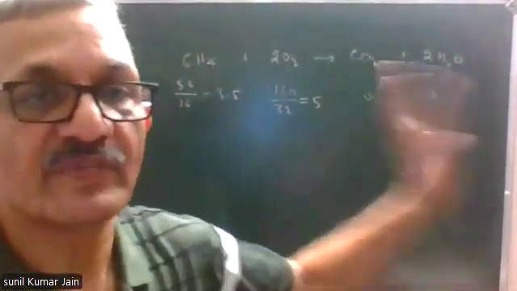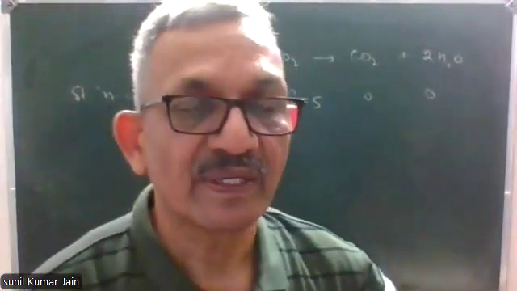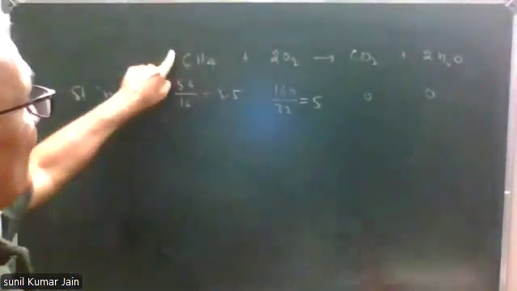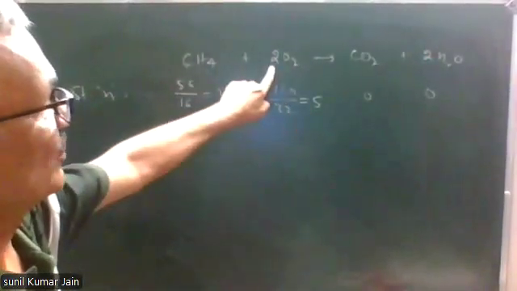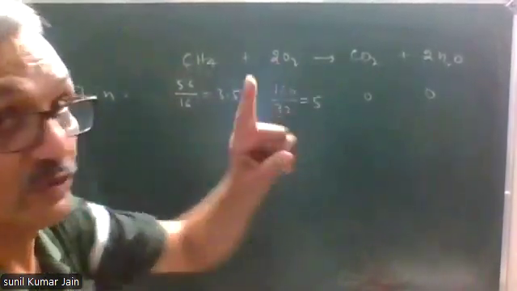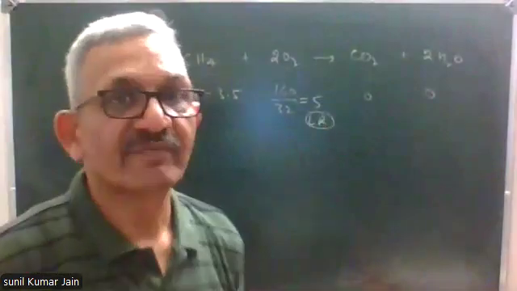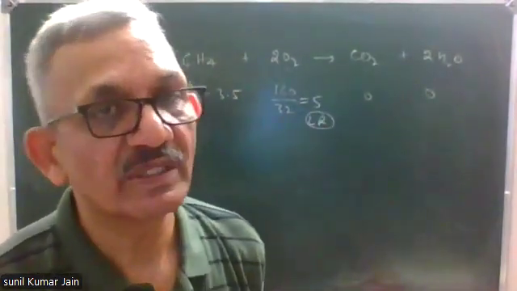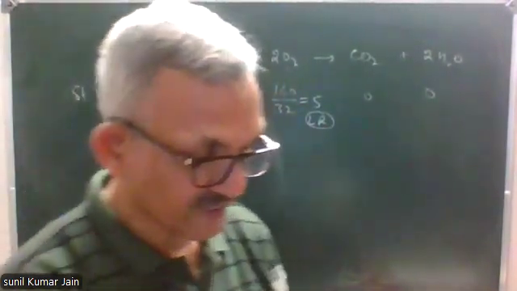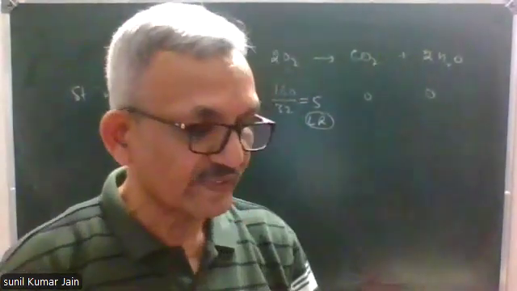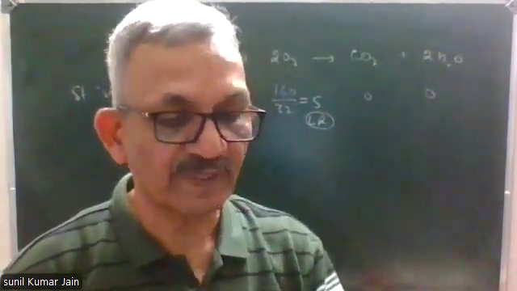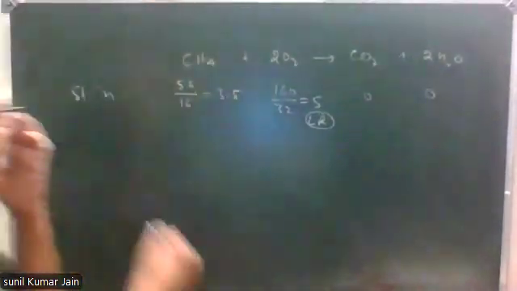First of all, which of the two is the limiting reagent? Think yourself and tell me. Oxygen. This divided by 1, 5 divided by 2. 5 divided by 2 will be the lower value. This is the limiting reagent. So remember, every calculation will be based on oxygen. Question is, calculate the amount of each product formed and the reactant left.